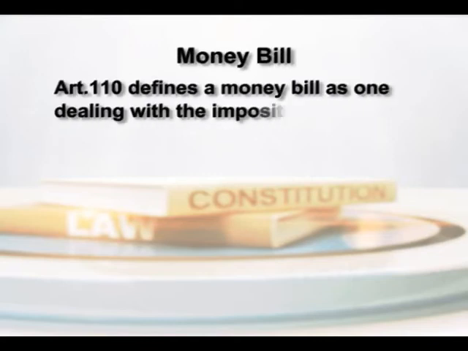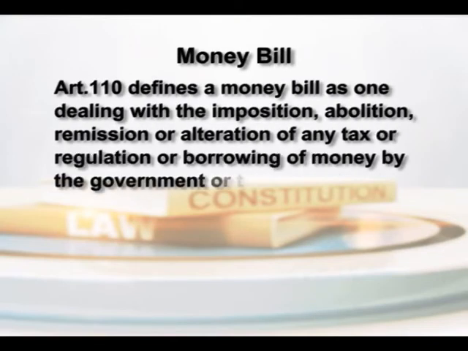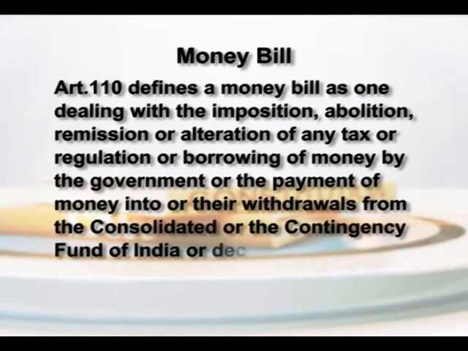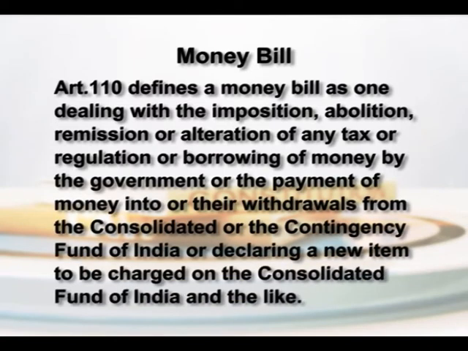Article 110 defines a money bill as one dealing with the imposition, abolition, remission or alteration of any tax, or regulation of borrowing of money by the government, or the payment of money into or withdrawal from the Consolidated or the Contingency Fund of India, or declaring a new item to be charged on the Consolidated Fund of India, and the like. A money bill, like any other bill, is required to be passed by both the houses of the Parliament.